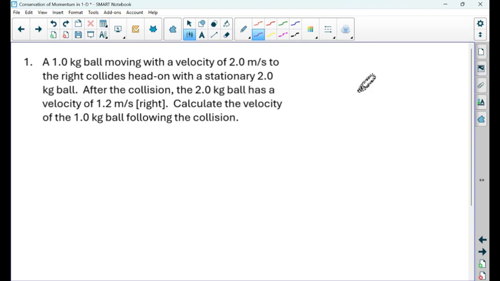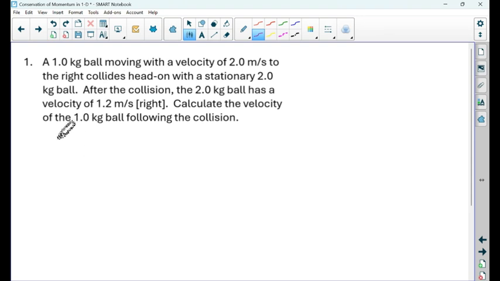Let's try a couple of these examples out and see how we do. A 1 kilogram ball moving with a velocity of 2 meters per second to the right collides head-on with a stationary 2 kilogram ball. After the collision, the 2 kilogram ball has a velocity of 1.2 meters per second to the right. Calculate the velocity of the 1 kilogram ball following the collision.